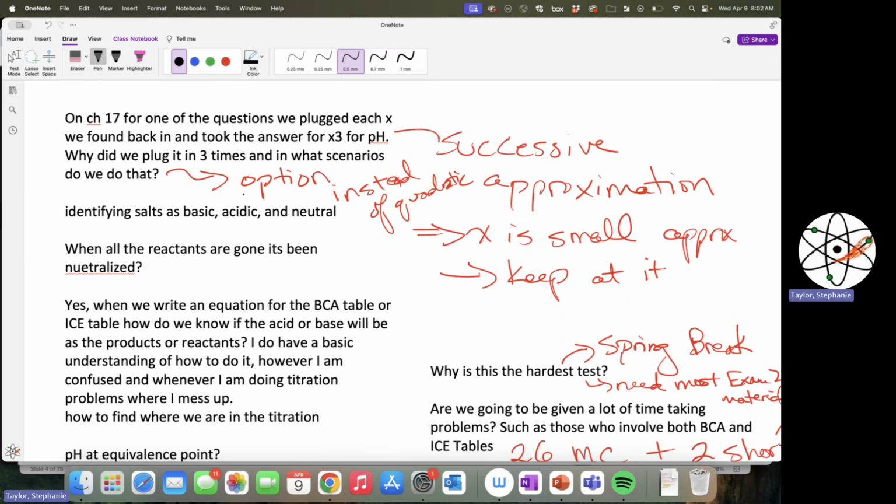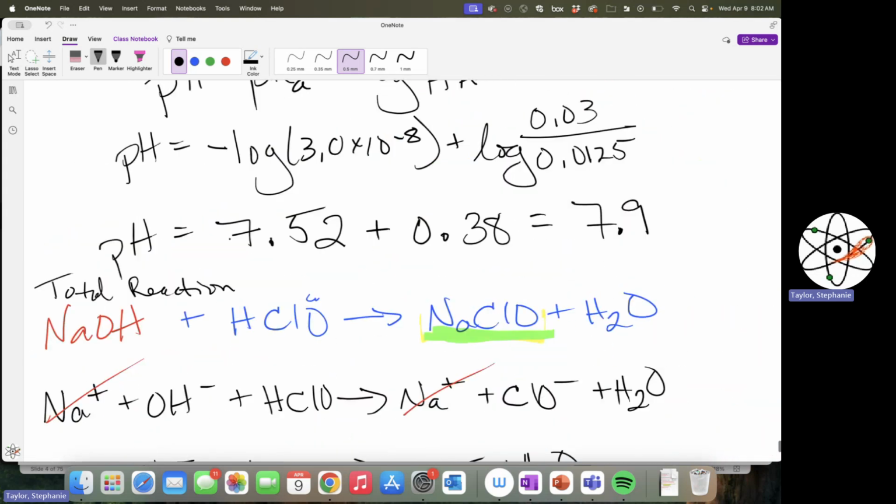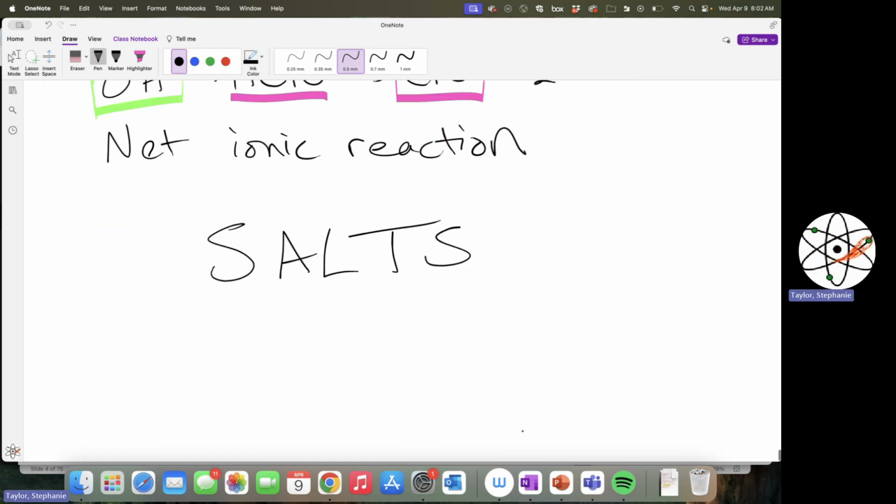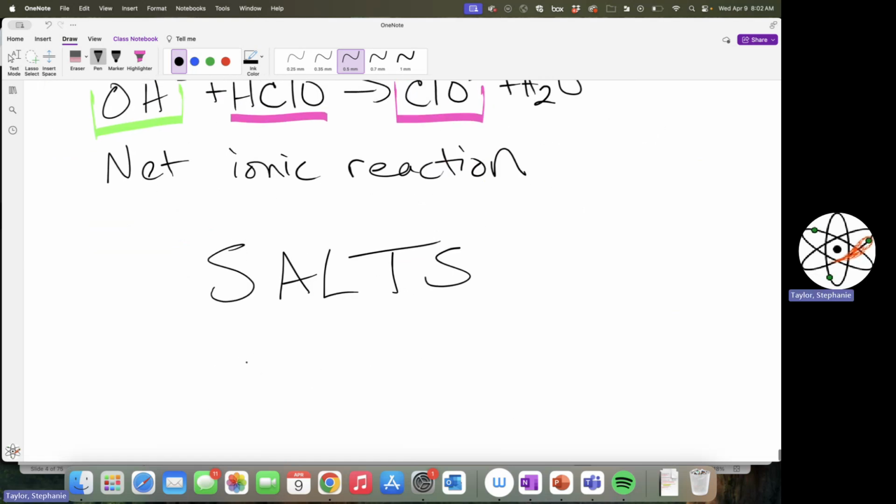What else is in my list? Identifying salts as basic, acidic, and neutral. So I'm going to try to do this in a way that I hope makes sense. Salts. Here's the deal. Salts always have a positive thing. We call that a cation. It goes first. And they always have a negative thing. That's an anion. It goes second.